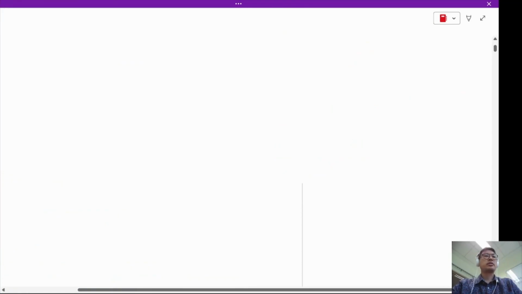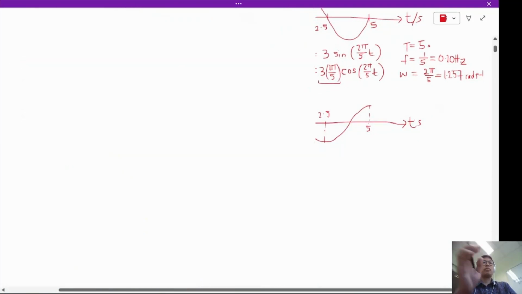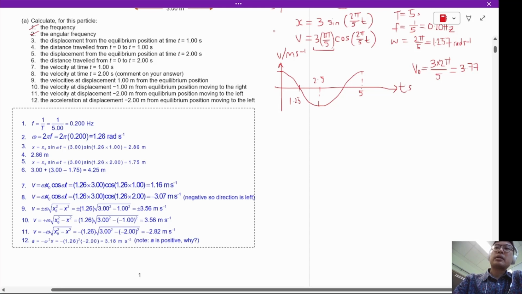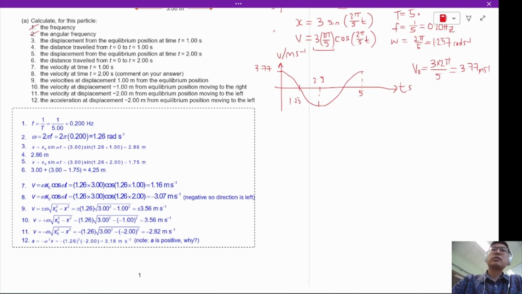If you work it out, the maximum velocity v0 equals 3 multiplied by 2π over 5, which works out to be about 3.77 meters per second. So you can put down here 3.77 meters per second.